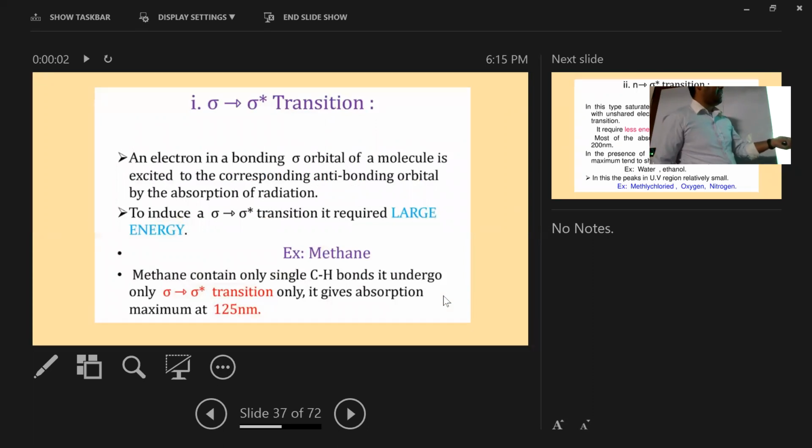Methane contains only single carbon-hydrogen bonds and undergoes only sigma to sigma star transitions. You are familiar with the methane molecule, CH4. So we have only sigma bonds. If you want to excite this bond, you need to give very high energy, which corresponds to 125 nanometer. That means it's around 12 electron volt. This is quite high.